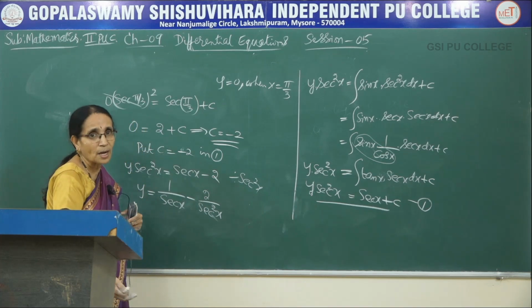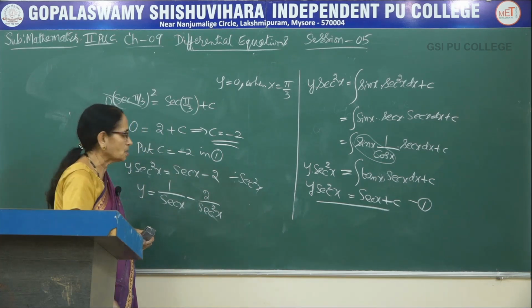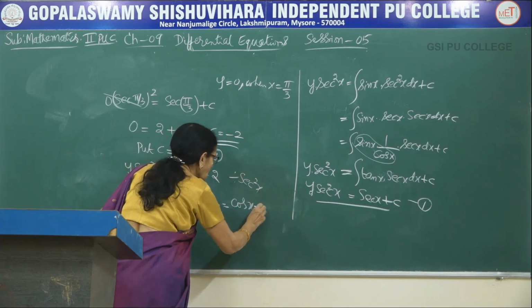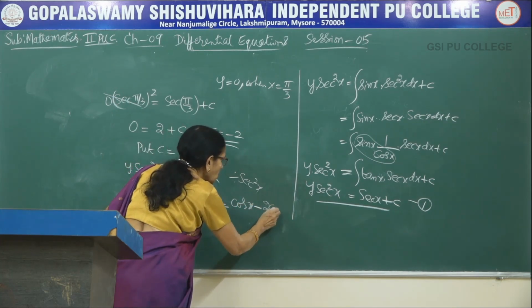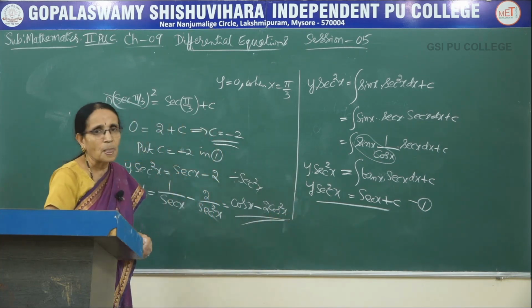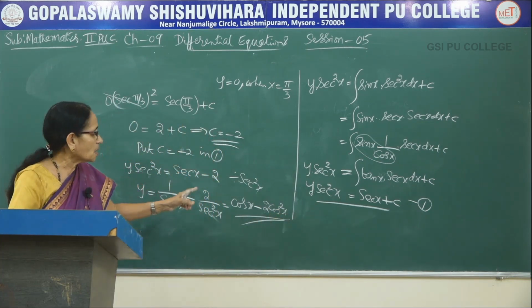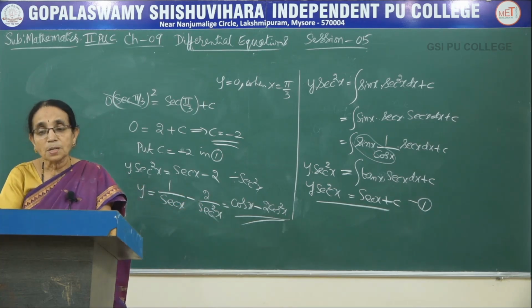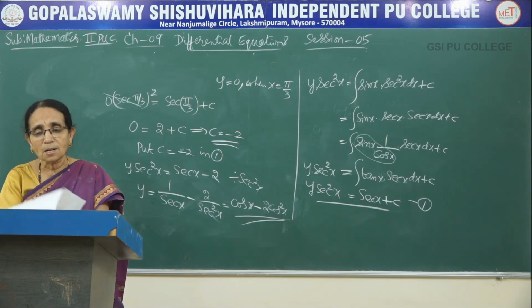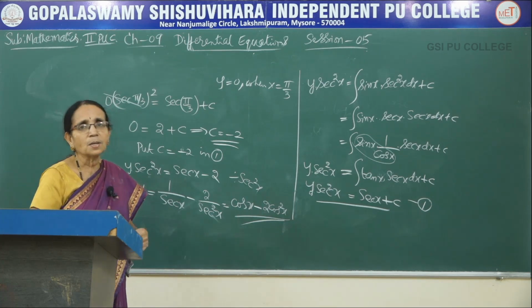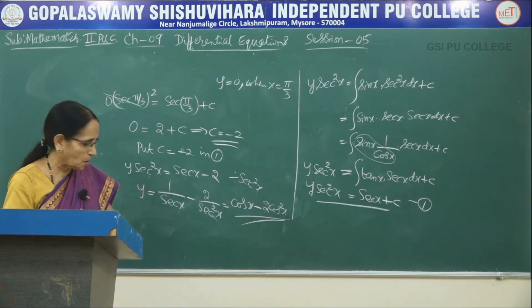Again I am using the fact that secant and cos are reciprocal ratios. So 1 by secant x means cos x, and 2 into cos square x. Now see, we got quite a simple function. That is, y is equal to cos x minus 2 cos square x is the particular solution. See, till now we were calculating the general solution. So this is the particular solution of the given differential equation.